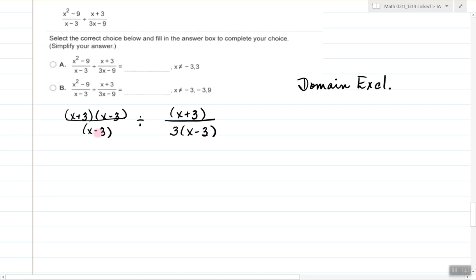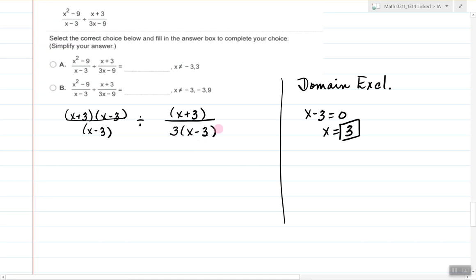Right now, I can get a domain exclusion from x minus 3 equals 0. X equals 3 is a domain exclusion. Over here, I get exactly the same one because 3 can't become 0. So I just have x minus 3. There's no reason to repeat that.